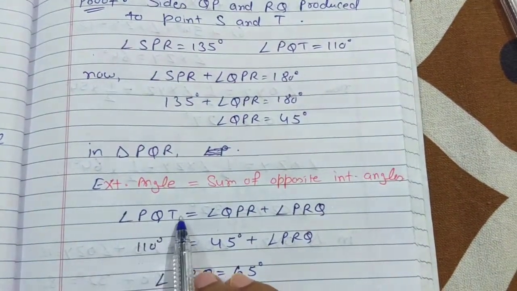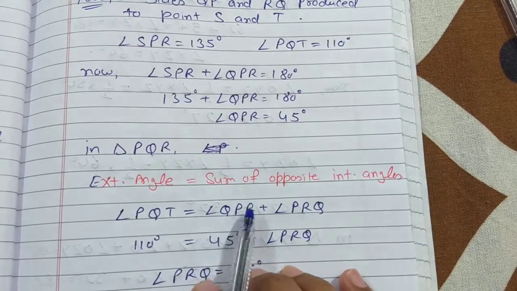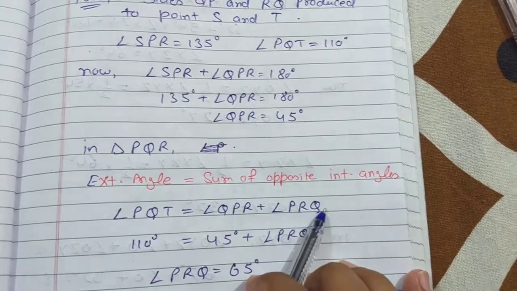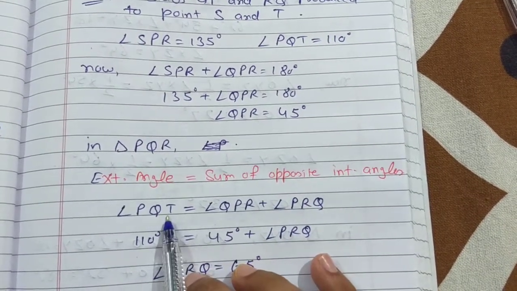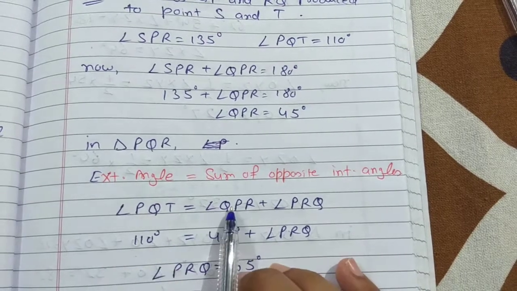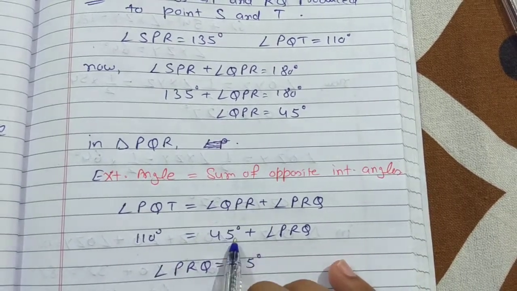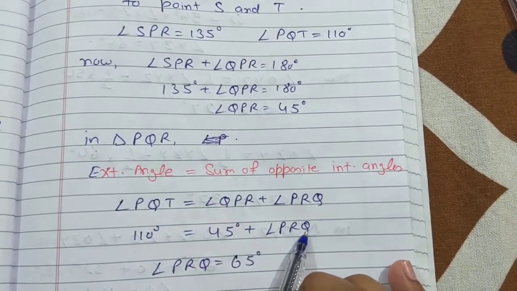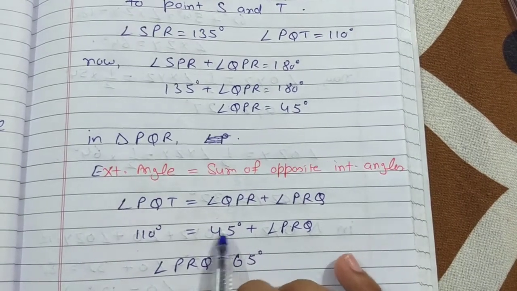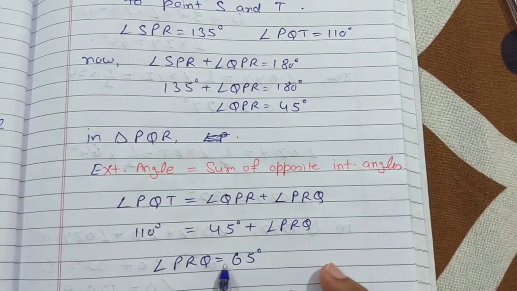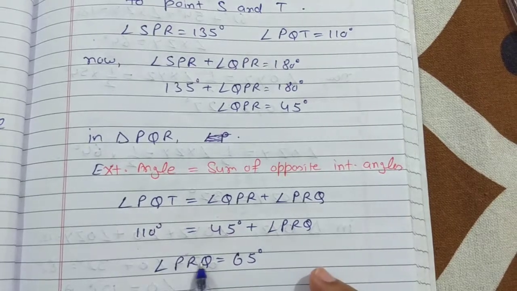Angle PQT is equal to angle QPR plus angle PRQ. Put the value of PQT, that is 110 degrees. What is the angle QPR? That is 45 degrees, and PRQ is as it is. So subtract 45 degrees from 110, then you will get the answer 65 degrees, and that is PRQ.